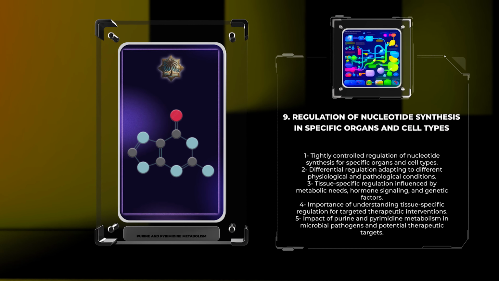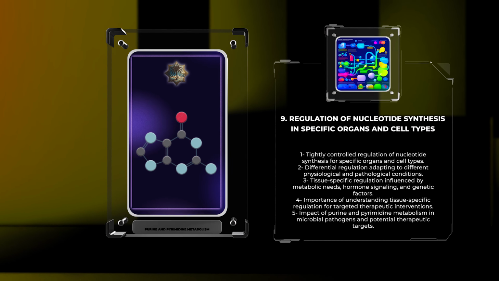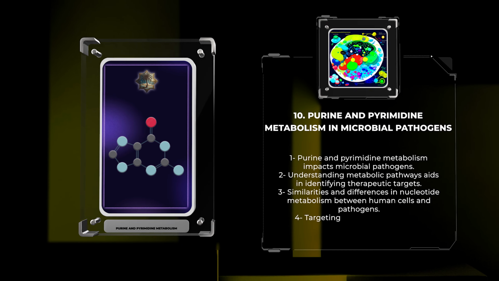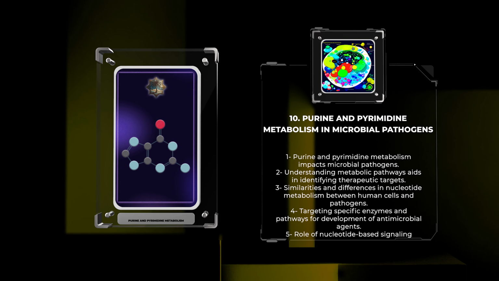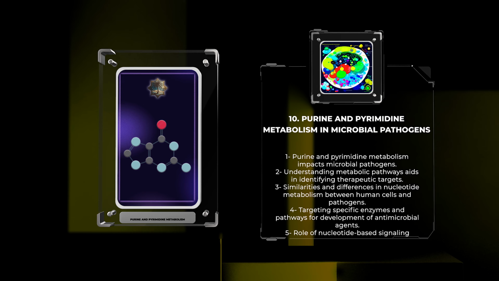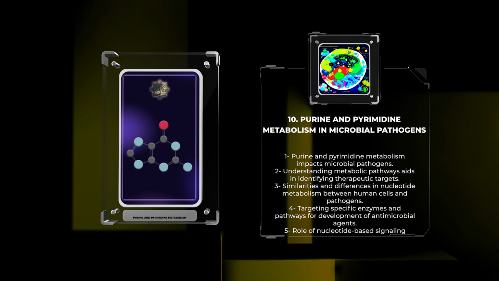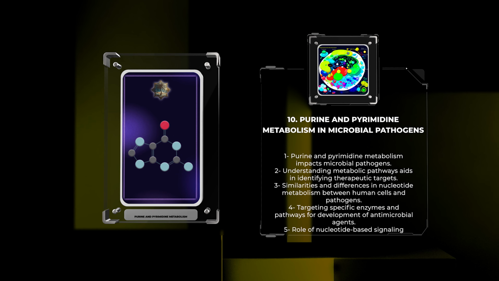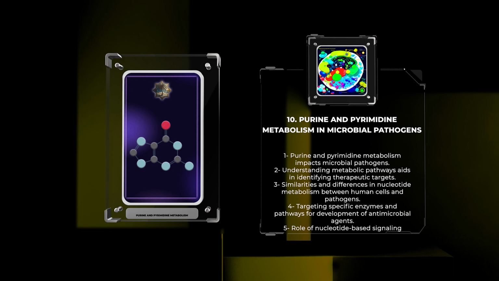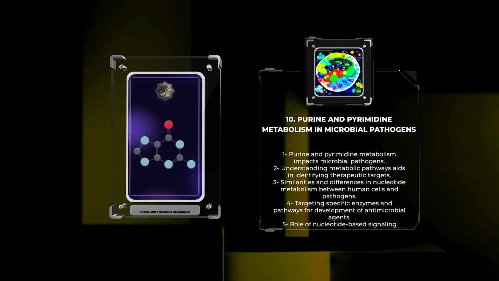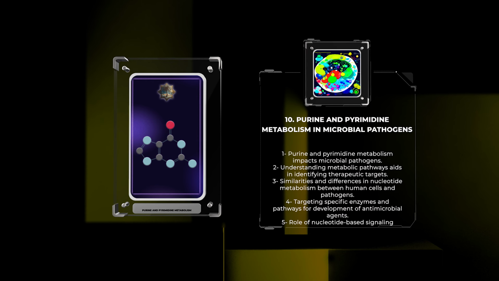Moving forward, it is crucial to expand our horizons and explore the impact of purine and pyrimidine metabolism in microbial pathogens. Purine and pyrimidine metabolism is not limited to human cells alone but also impacts microbial pathogens. Understanding the metabolic pathways utilized by pathogens aids in the identification of potential therapeutic targets for combating infectious diseases. In this section, we will examine the similarities and differences in nucleotide metabolism between human cells and microbial pathogens. We will discuss how targeting specific enzymes and pathways can lead to the development of antimicrobial agents.